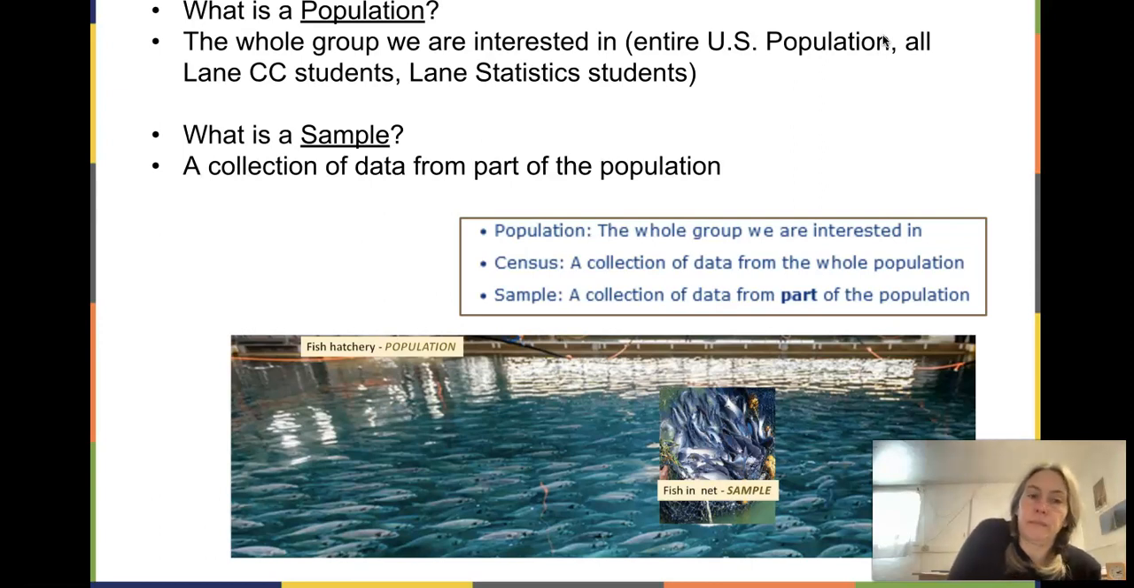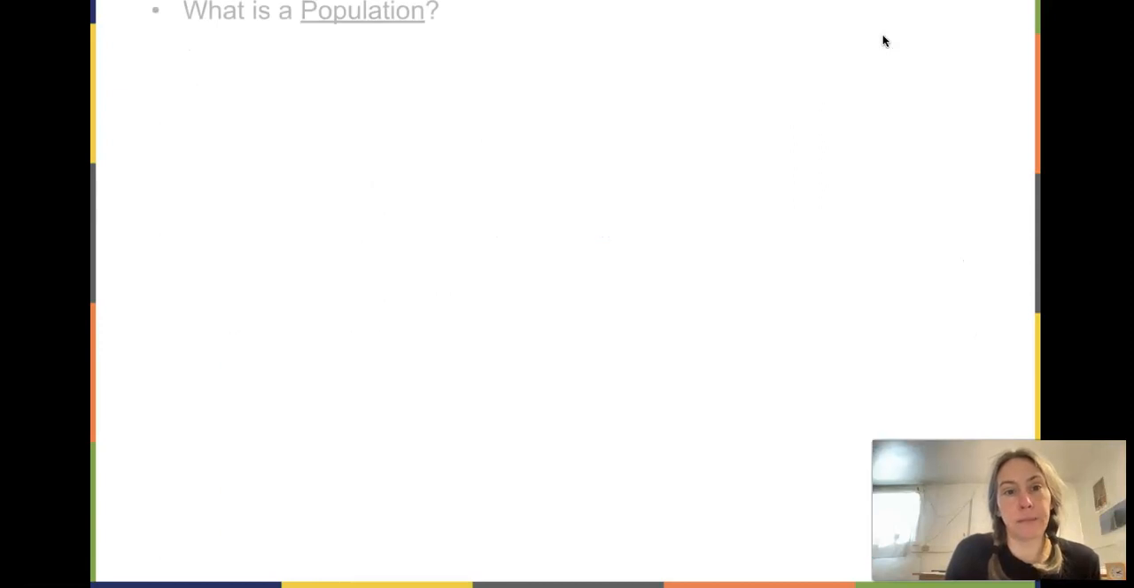And what the population is will vary depending on whether we're interested in all of the people in the entire US, or if we're only interested in LCC students, or maybe I'm only interested in LCC stat students. So all of those could be my population. Those are the ones that I'm studying. And then the sample could be a smaller collection from that population.